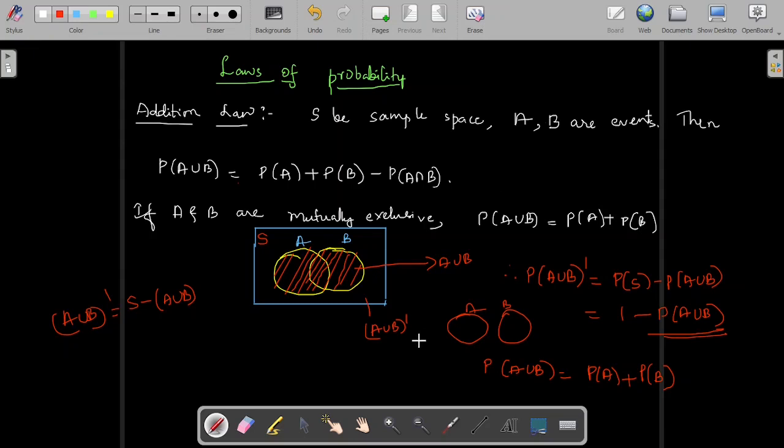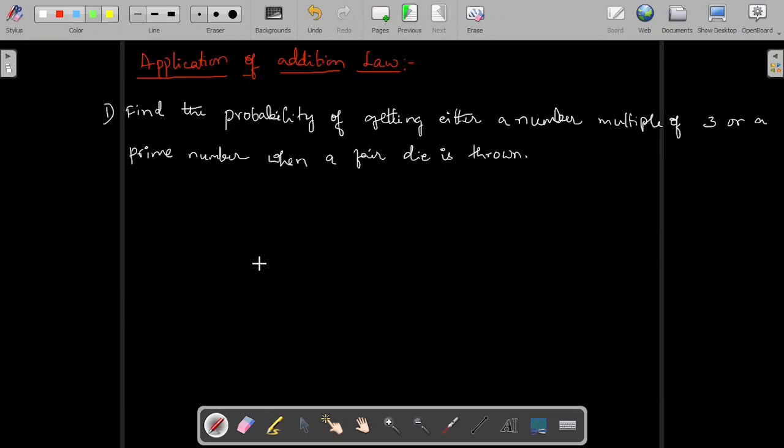Let us see the application of the addition law while solving problems. See the first problem. Find the probability of getting either a number multiple of 3 or a prime number when a fair die is thrown. A die is thrown means the sample space has 6 outcomes: 1, 2, 3, 4, 5, 6. You have to find the probability of getting either a number multiple of 3 or a prime number. So OR means it is a union.